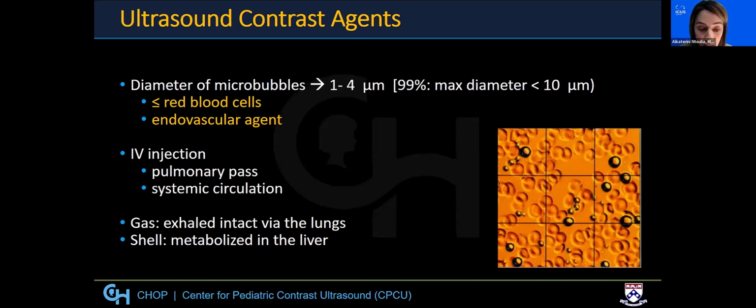That makes microbubbles small enough to circulate without being trapped in the capillaries, but also large enough to remain inside the blood vessels. When administered intravenously, microbubbles are first filtered by the pulmonary capillaries and then proceed into systemic circulation, where they can be detected for several minutes before they dissolve. When they dissolve, their gas diffuses out of the shell and is exhaled intact via the lungs, and the shell components are cleared by the liver.